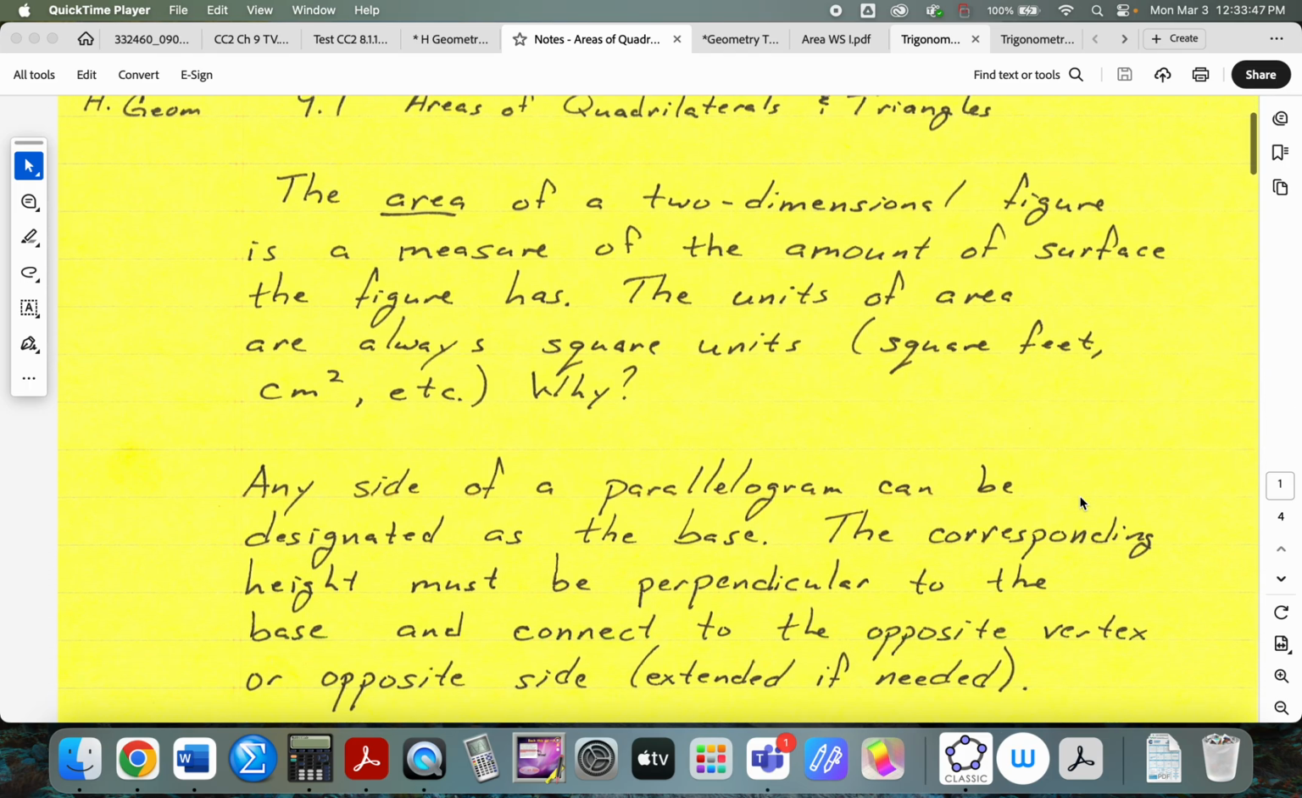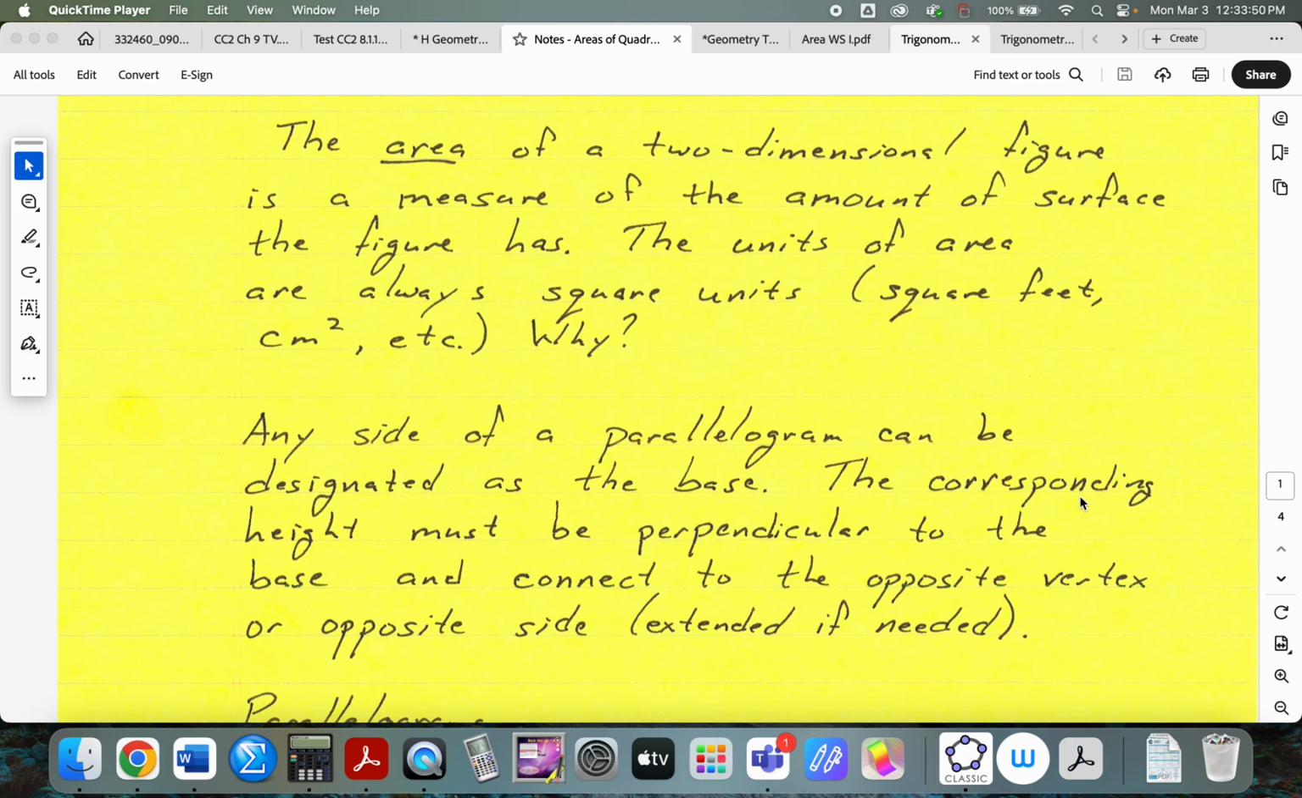So just a couple of reminders. First of all, the area of a two-dimensional figure is a measure of the amount of surface the figure has. The units of area are always square units, square feet, square centimeters, etc. Why is that? Well, the way that we calculate area is to say, if we say that it was 50 square feet, we're saying that it would take 50 squares, 1 foot on a side, to exactly cover the object. That's what we're doing. So to cover something, you need something that has 2 dimensions.